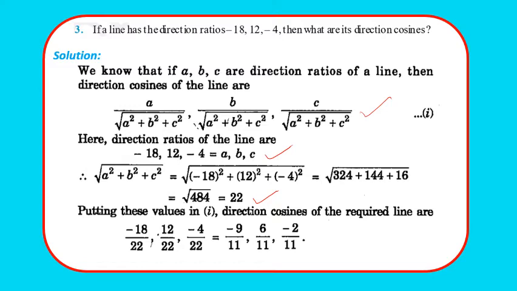So simplifying, we are getting the direction cosines of the required line as minus 9 upon 11, 6 upon 11, and minus 2 upon 11. Clear? So pause and note down the solution.